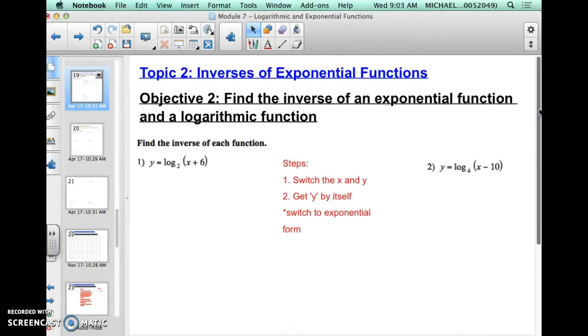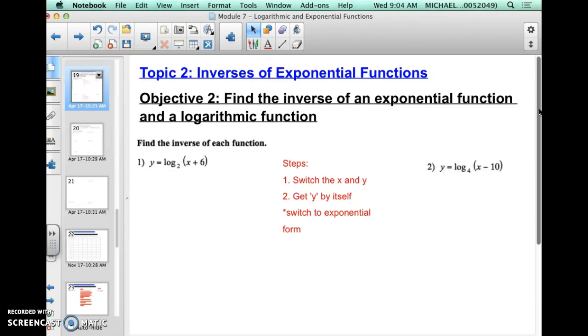Objective 2. Find the inverse of an exponential function and a logarithmic function. So we've worked with inverses before, mainly with radicals and powers. In this case, we're going to work with logarithmic functions and exponential functions.